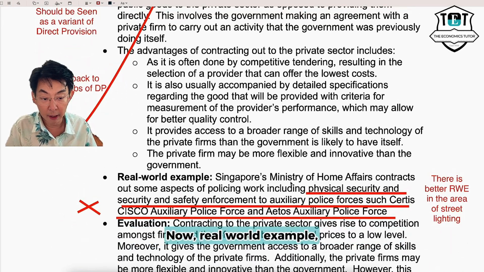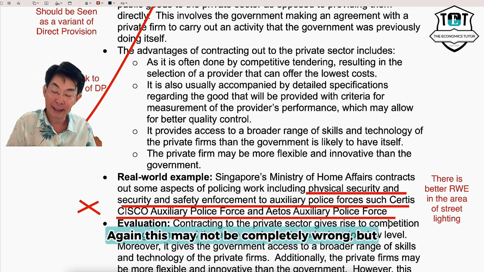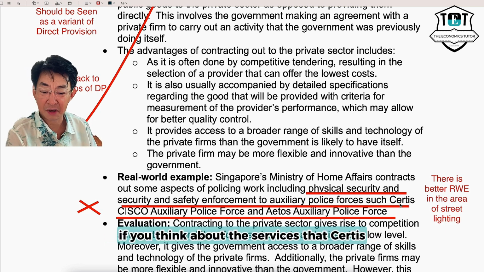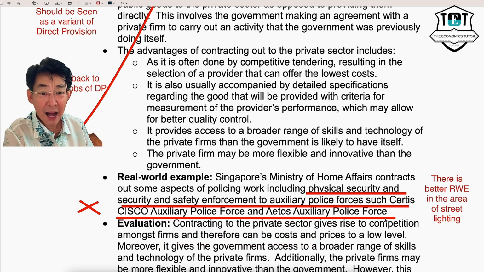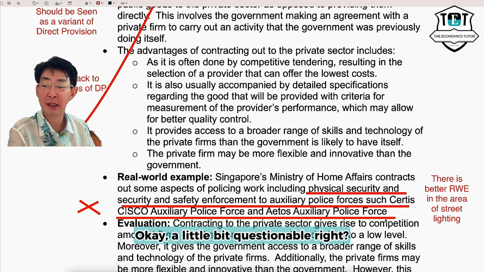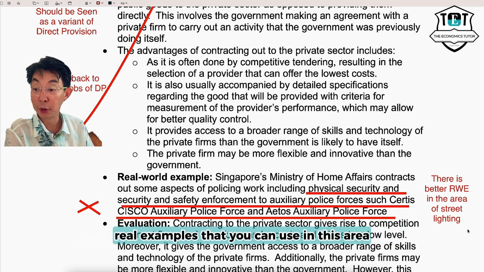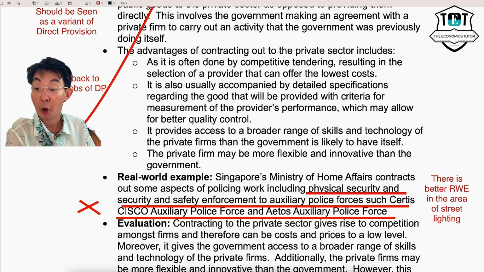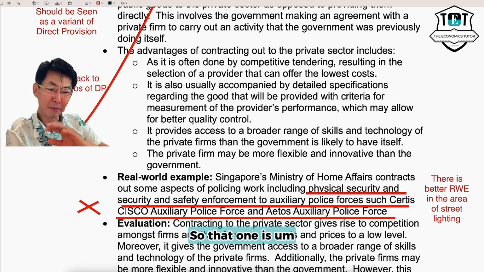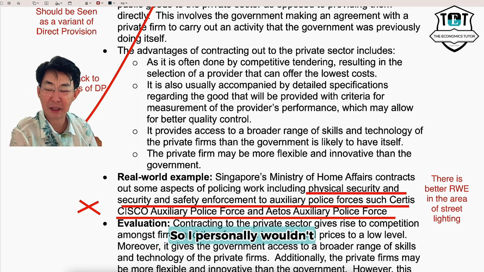Now, the real example: MHA contracting out physical security and safety enforcement to auxiliary police forces. This may not be completely wrong, but if you think about the services that Certis, Cisco, and Aetos provide, are they really public goods? Are they really non-rivalrous in consumption? It's a little bit questionable. So I personally will not go for this example. There are more clear-cut real-world examples you can use, whether in Singapore or other countries, where governments contract out the construction and maintenance of street lightings. To me, that is a far safer, more obvious, clearer example, so I personally wouldn't accept this example.